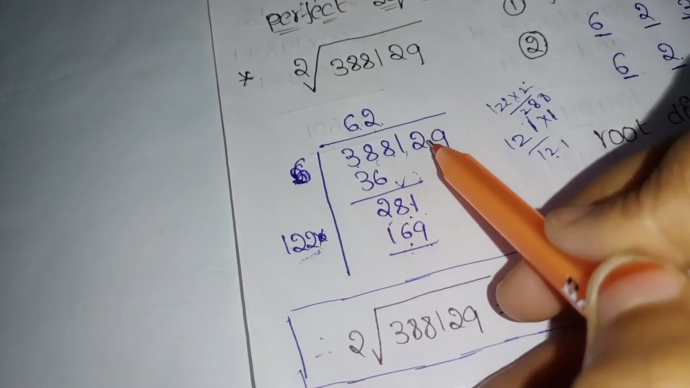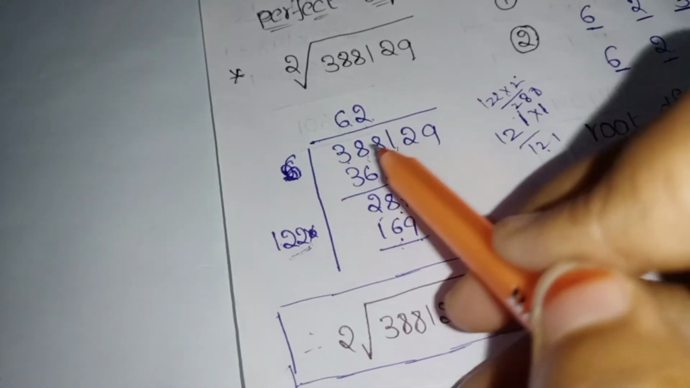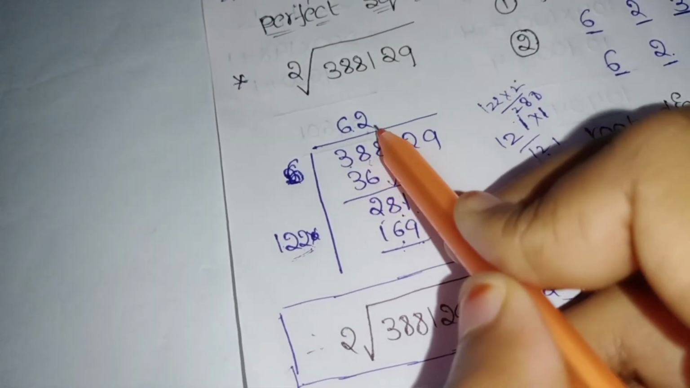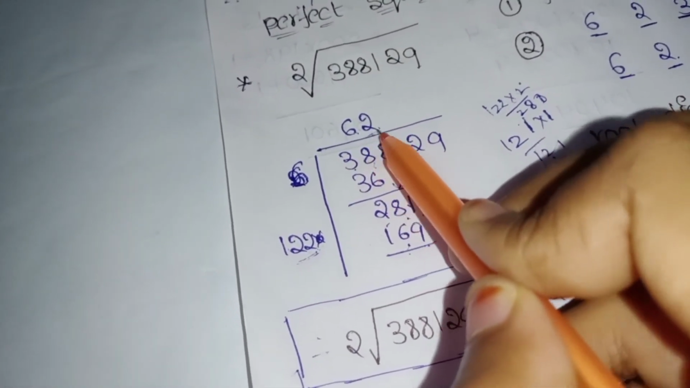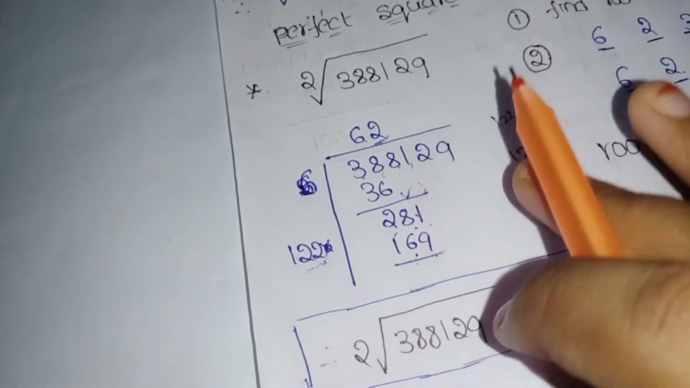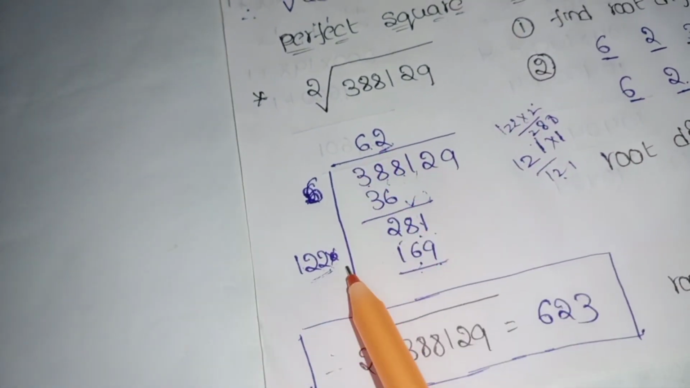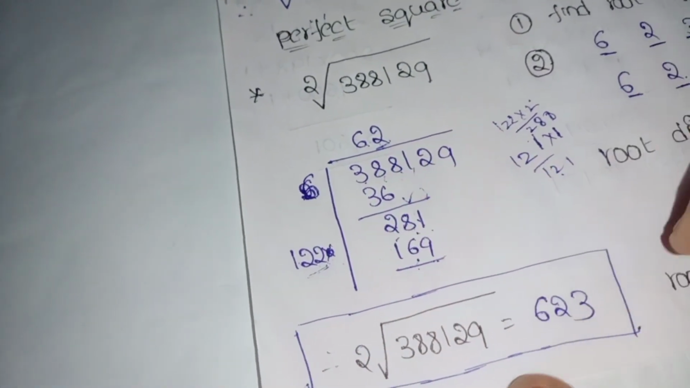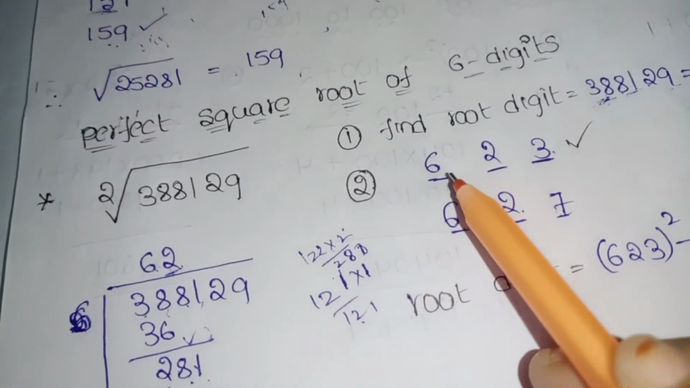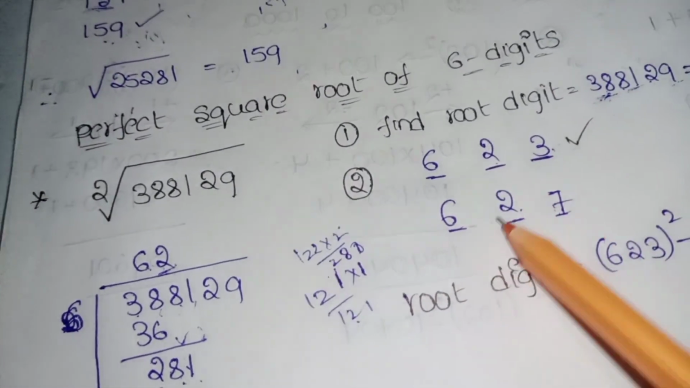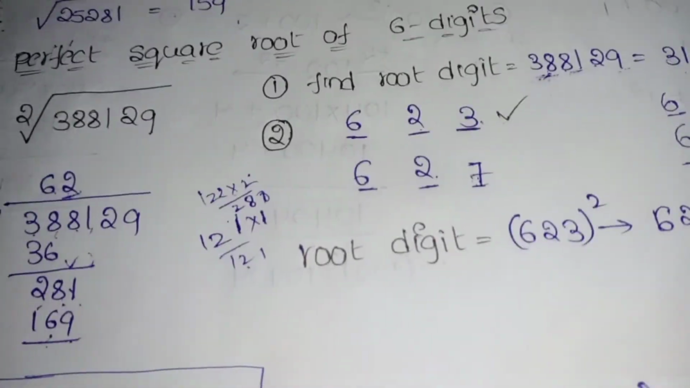If I continue this process, there is no need, because I am getting my intention. I am only doing the traditional method for the middle number. I am getting 2. So it must be 623 or 627. How to find which one is my answer?